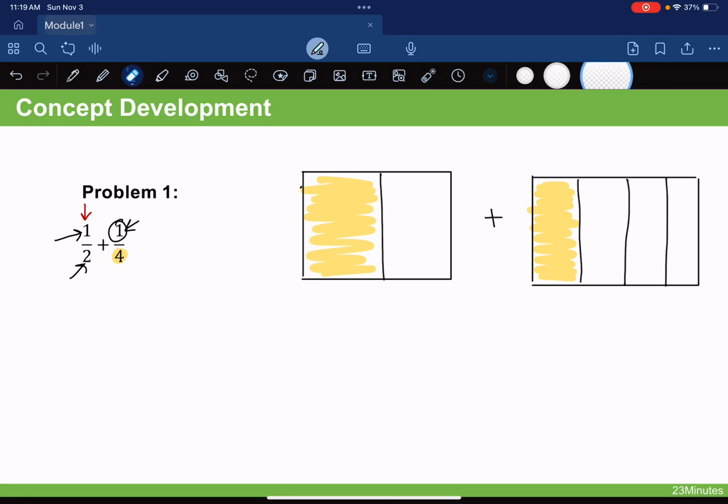So now, all we have at the moment is everything set up together just like our equation is here. I cannot add these together yet because our denominators are different or our units are different. I have 2 and 4, or I can say halves and fourths. So my units are different, so I cannot add these together at the moment.